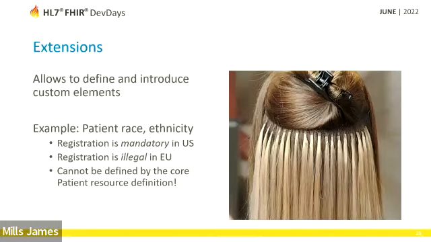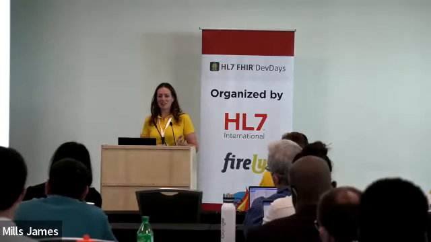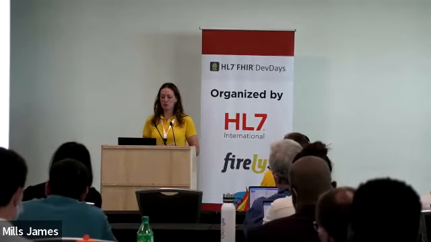And also the core specification has a list of standard extensions that are already available that you could use in your profile. So for example, the core specification has a standard extension available for patient race and ethnicity. And this is something that is mandatory to register in the US, but it's actually illegal to register it in the EU. Sorry about that. So you cannot define it in the core patient resource definition because it's not in that 80% of the cases where you would use this.